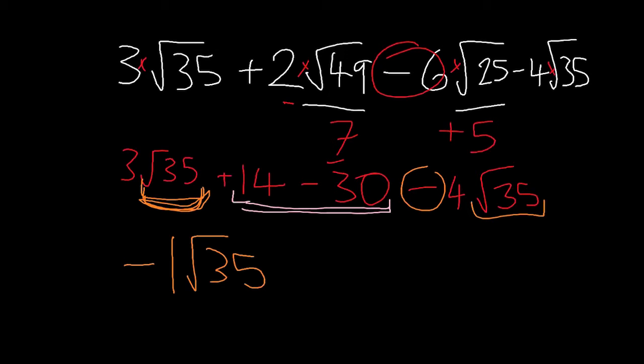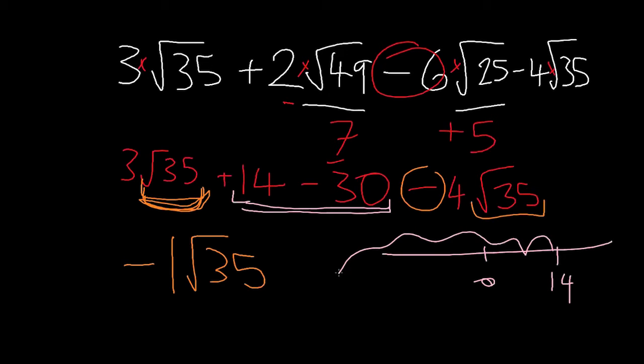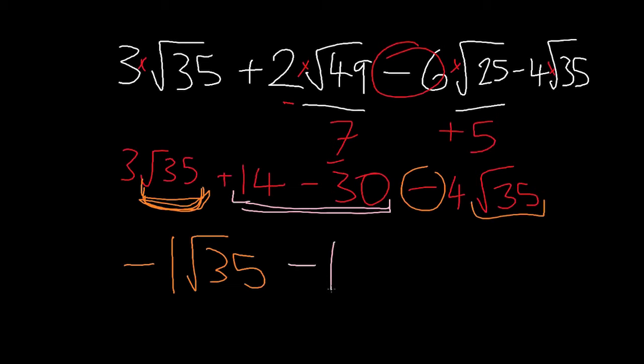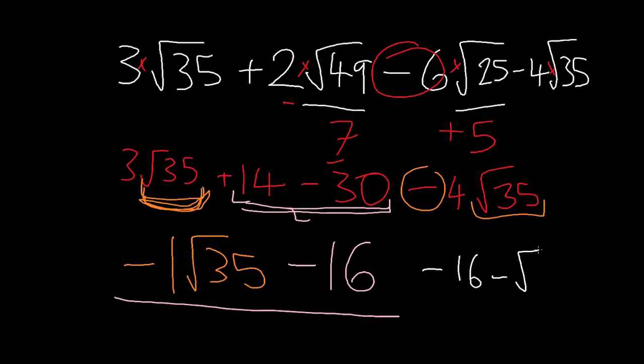And we have 14 minus 30. Now again, you're going to have to look at the number line and realize, okay, so this is 0. This is going to be 14. So 14 minus 30 is going to give us minus 16. Okay, and there's nothing extra. So this is going to be our total answer. Remember, we could rewrite it if we wanted to as minus 16 minus root 35. Because just simply having a minus, remember, we don't need to write this invisible one.